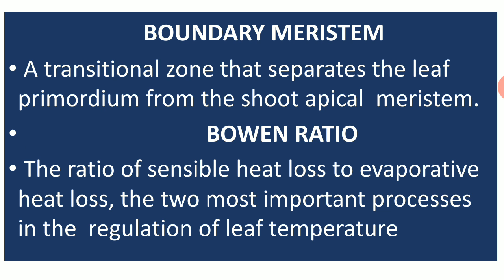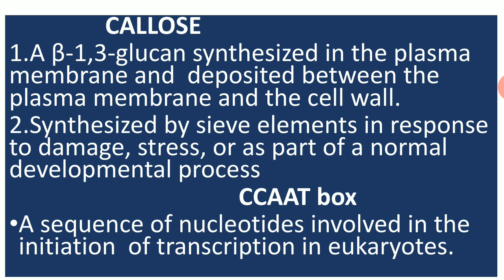Bowen ratio, from the Taiz and Zeiger book, the ratio of sensible heat loss to evaporative heat loss, the two most important processes in the regulation of leaf temperature. So there is comparison of Bowen ratio for the C3 and C4 plants.